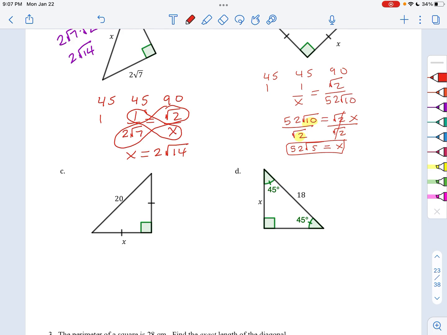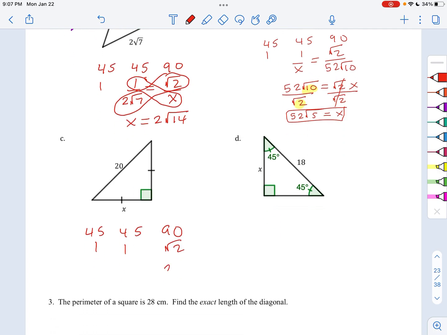I have 45, 45, 90. I have 1, 1, root 2. 20 is across from the 90, and x is across from the 45. So here's my equation. 20 equals root 2 times x. And to get rid of that root 2, I'm going to divide by root 2 on both sides, and 20 over root 2 is my final answer.